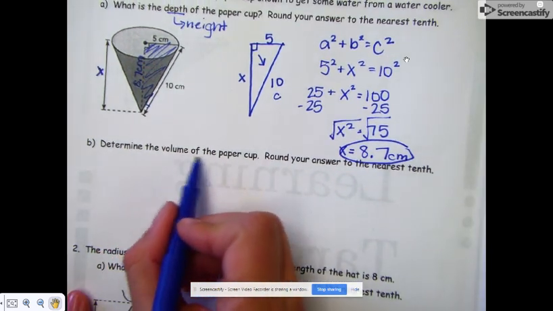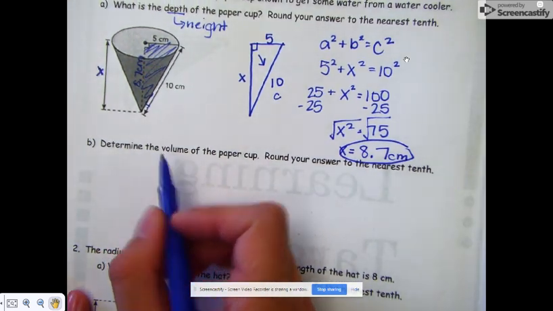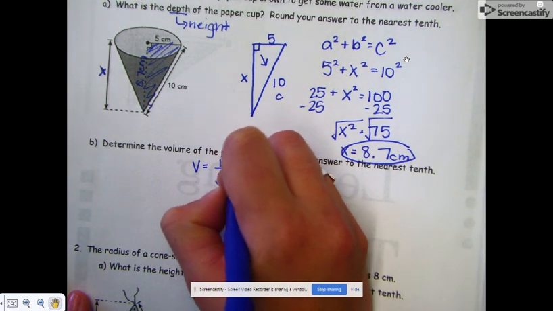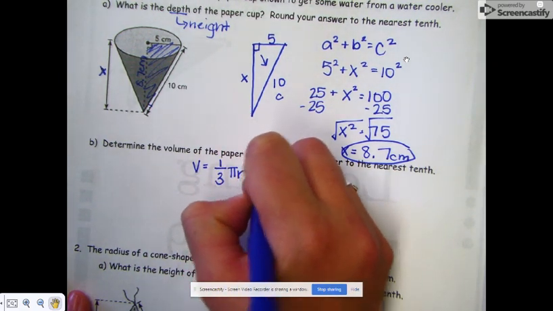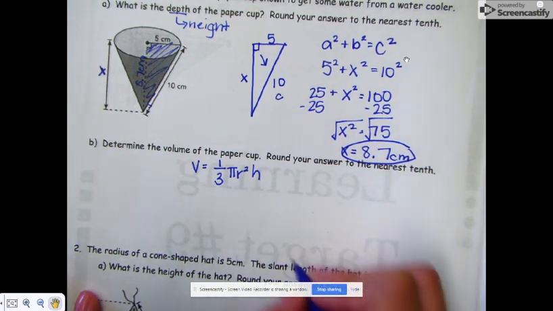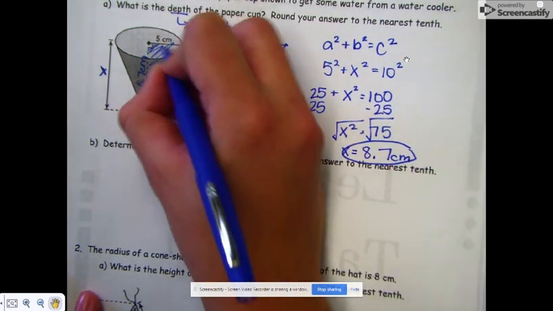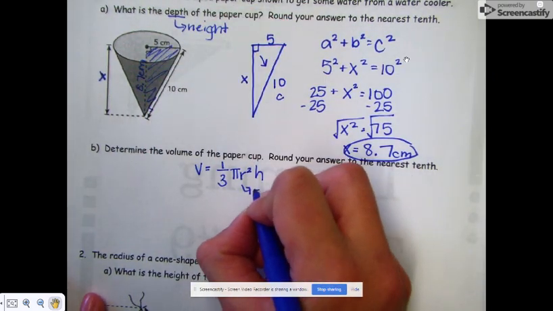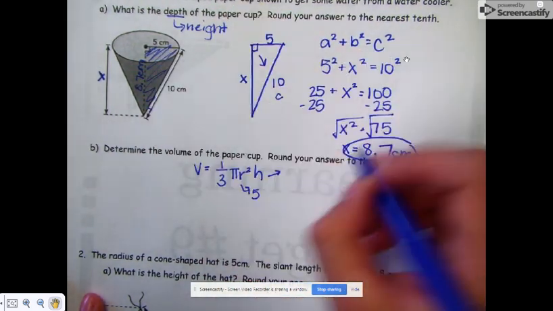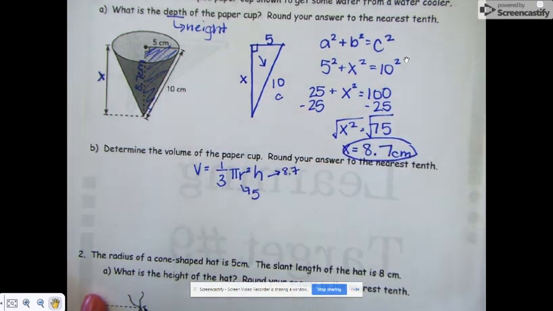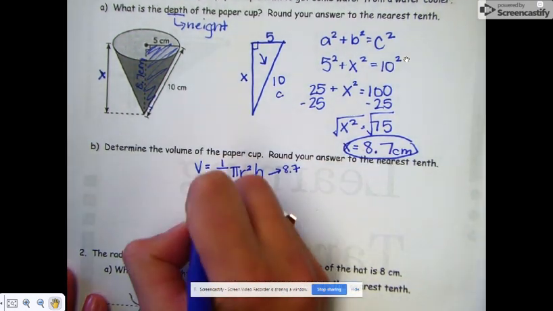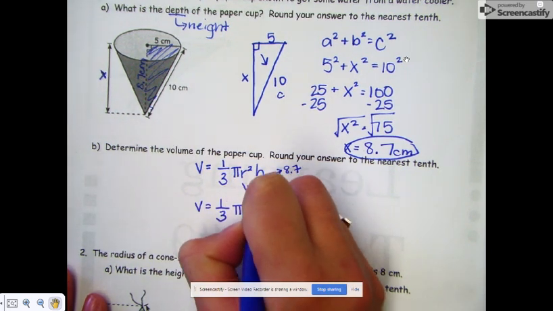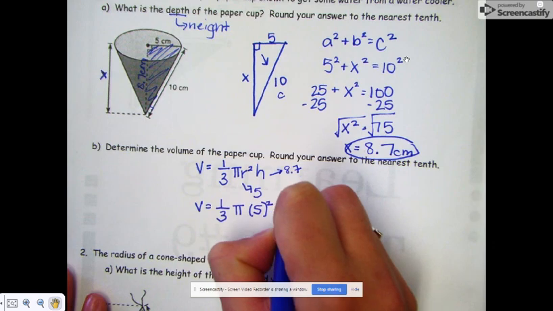So then it says to determine the volume. Well, the volume of a cone is 1/3 pi r squared h, okay? What we do need is a radius. That ends up being 5. Remember, radius is half the diameter. So my radius is 5, and the height we just found was 8.7. Okay, so I'm going to plug that in. When I plug it in, it should look like this: pi times 5 squared times 8.7.